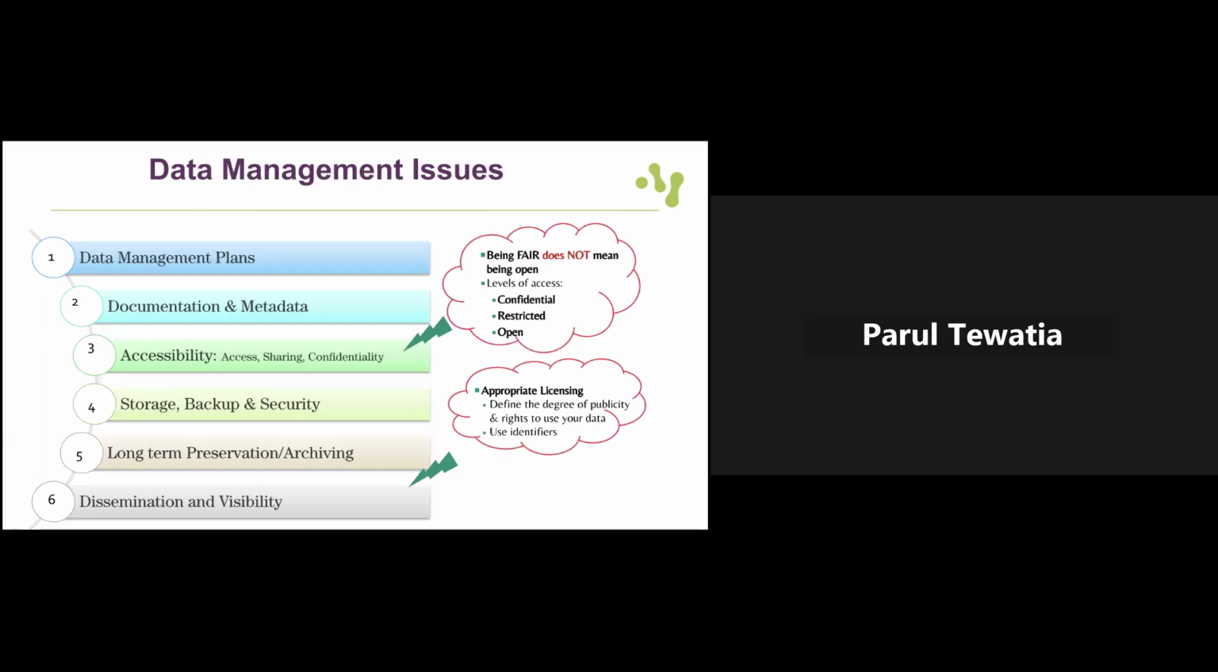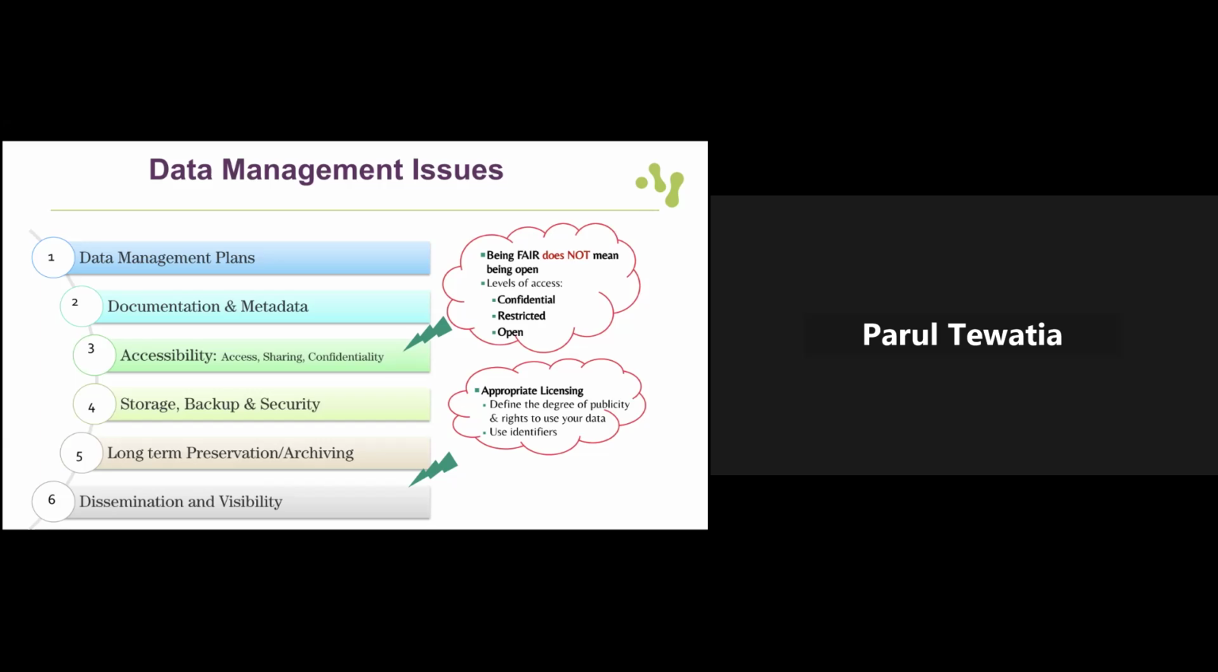But now everyone talks about FAIR, talks about everything. This has to be done this way. But what exactly happens when you do it in practice? So there are data management plans. You have to do documentation. You have to make it accessible. There has to be backup, etc., etc. But what are the issues that we face?